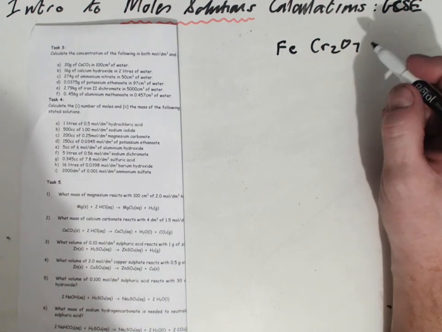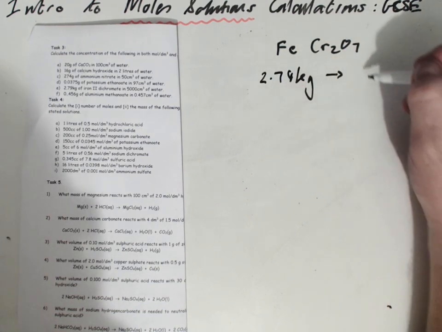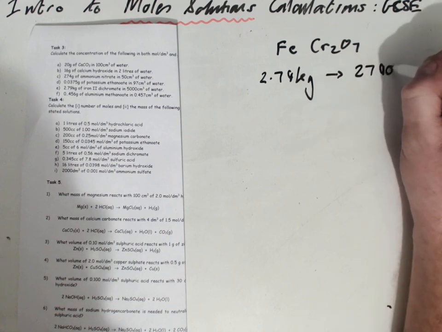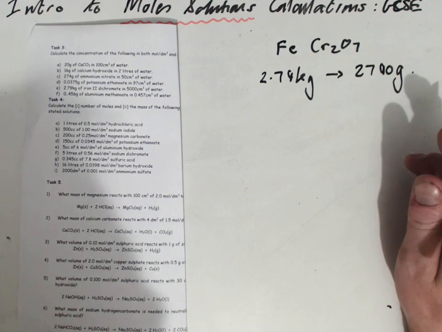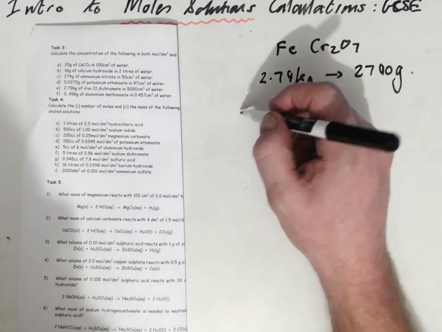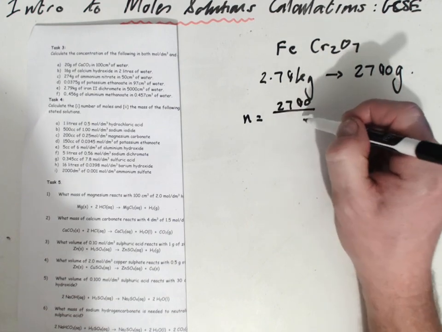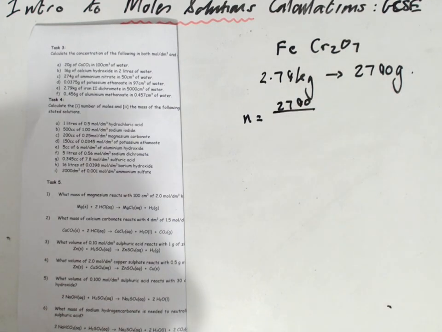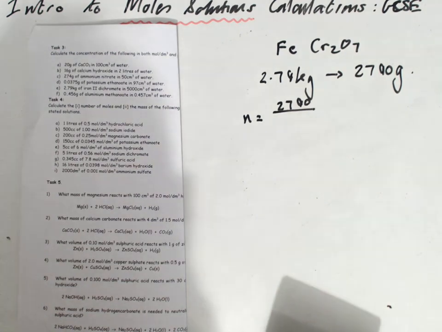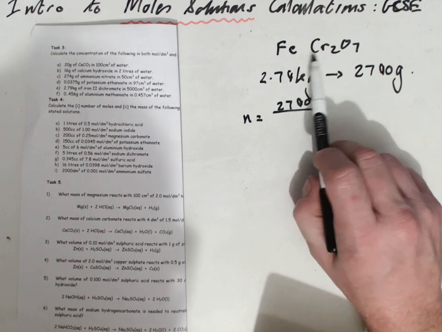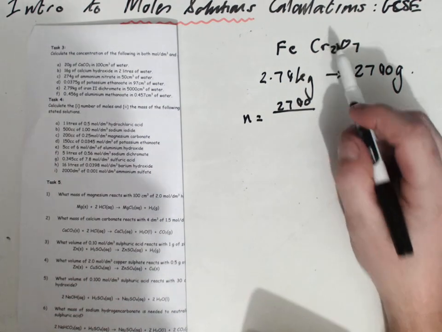Okay, right, so we have 2.79 kilograms. Now the first thing that I need to do to that is turn that into grams in order to use it in my moles equals mass divided by RFM. So my moles equals mass, which is that, divided by the RFM. Okay, so we need to get the RFM of this. The RFM is 56 plus our 104, which are 2 chromiums.